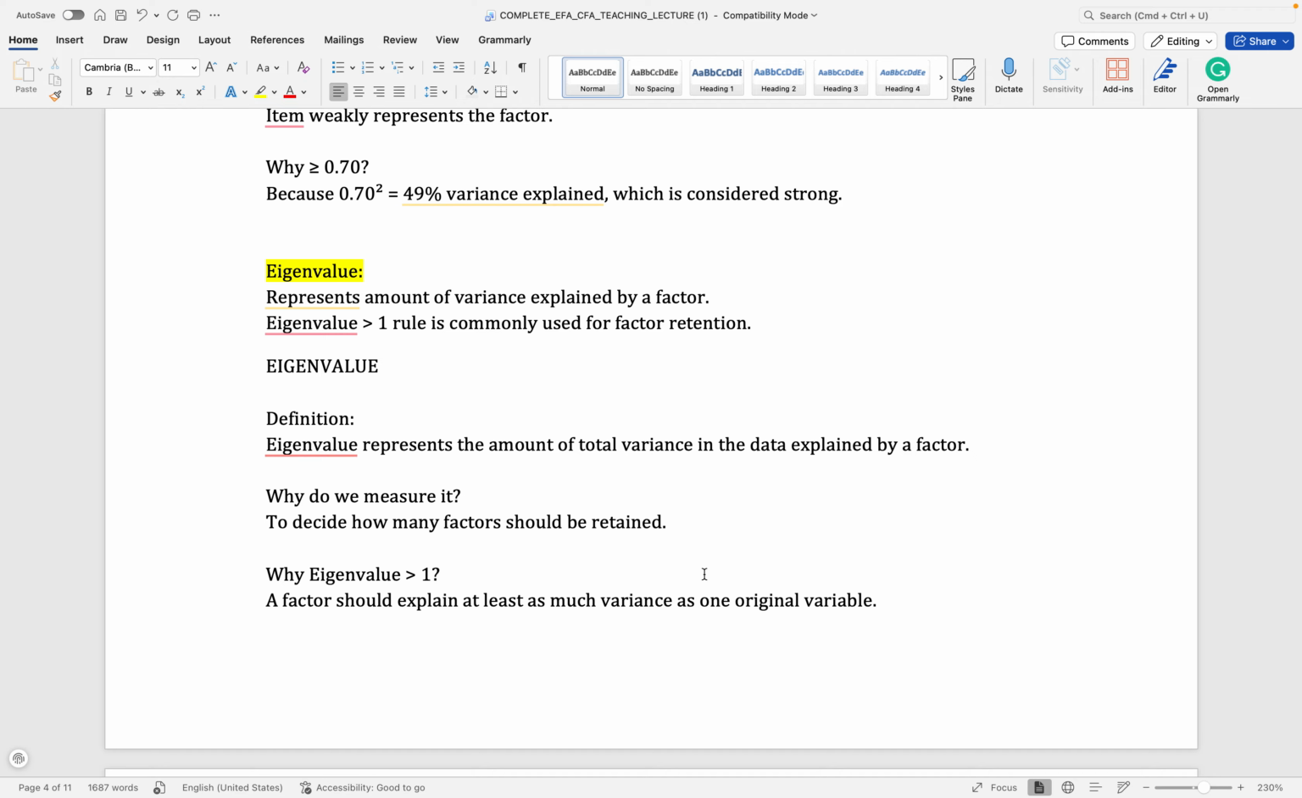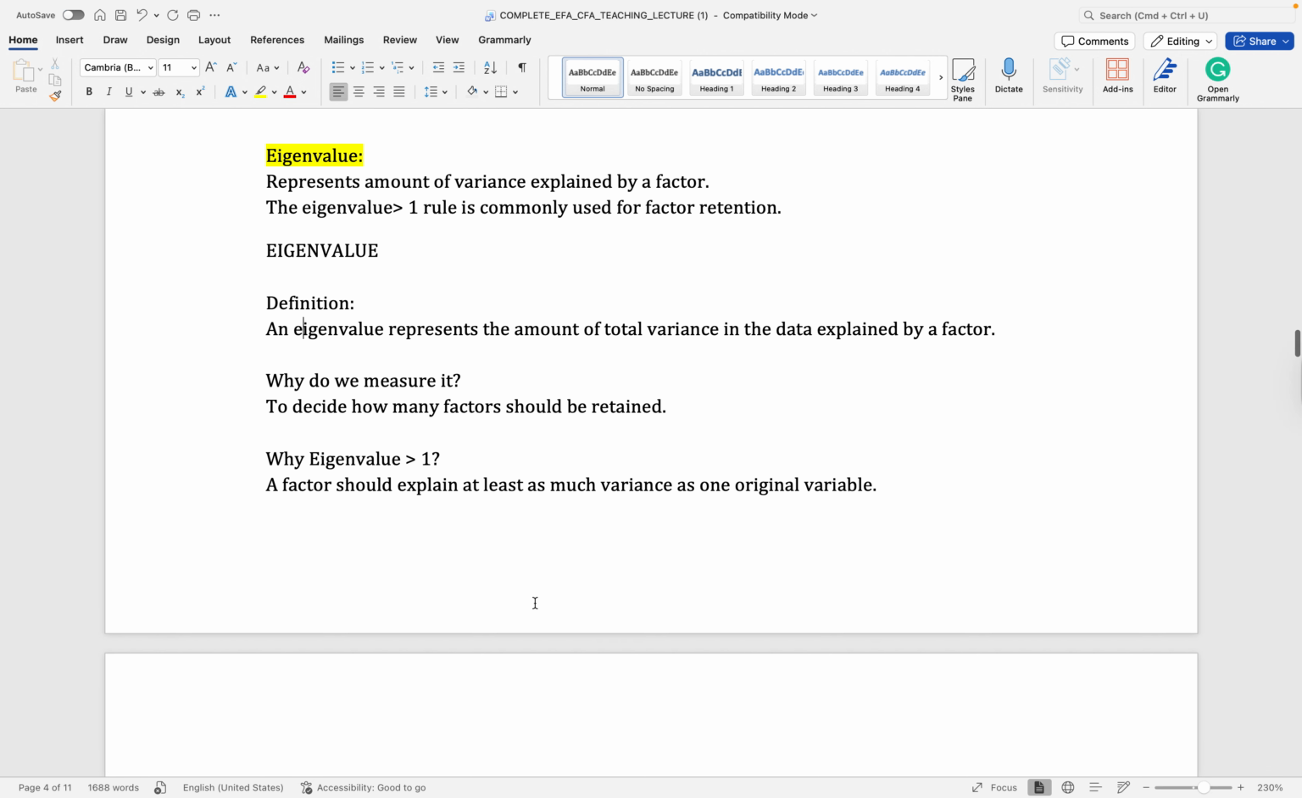Eigenvalue represents the amount of variance explained by the factor. The eigenvalue greater than 1 rule is commonly used for factor retention. Eigenvalue definition: an eigenvalue represents the amount of the total variance in the data explained by the factor. Why do we measure it? To decide how many factors should be retained.